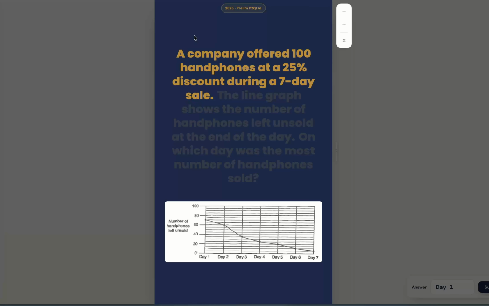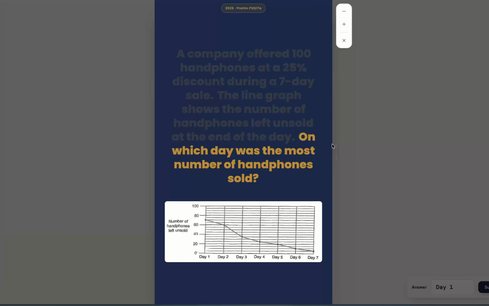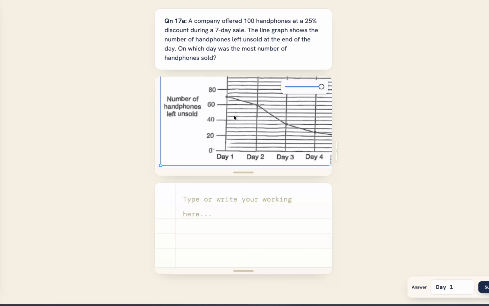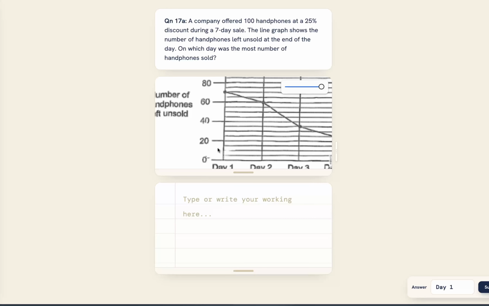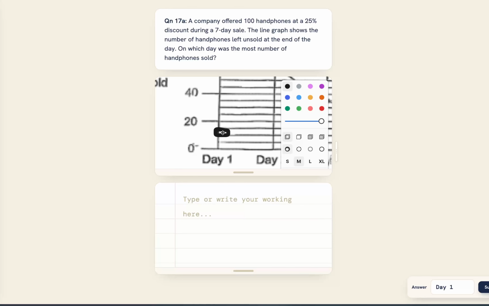A company offered 100 handphones at 25% discount during a 7-day sale. The line graph shows the number of handphones left unsold at the end of the day. On which day was the most number of handphones sold? So in this case, we can calculate the number of handphones left unsold. But first, we need to always calculate the gaps. So from here, day 1, we have 1 gap, 2 gap, 3 gap, 4 gap. So 4 gaps equal to 20. 1 gap equals 20 divided by 4, and this will be 5.